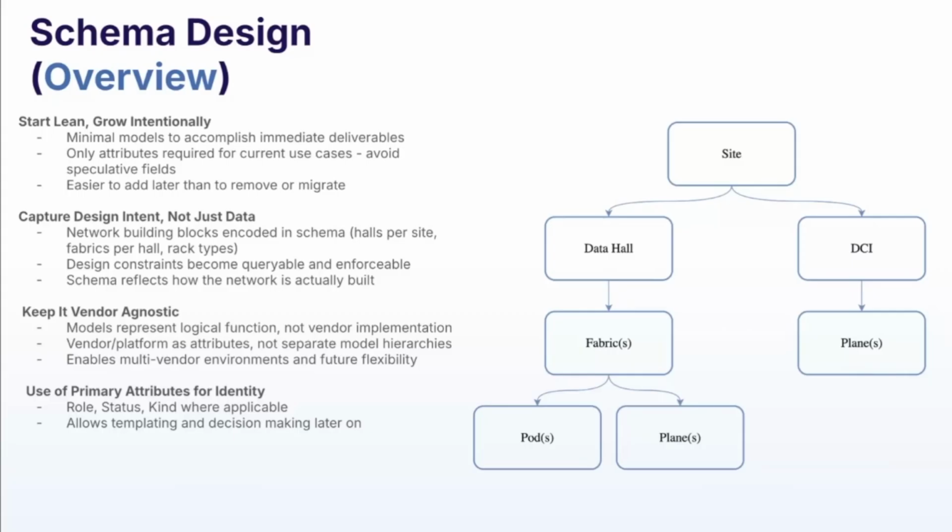So, for example, a pod schema might have a relationship to however many rack types are needed for that pod to be created.